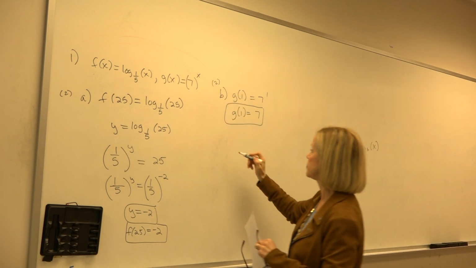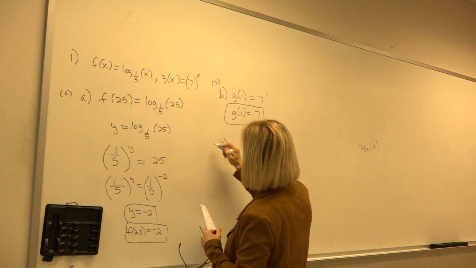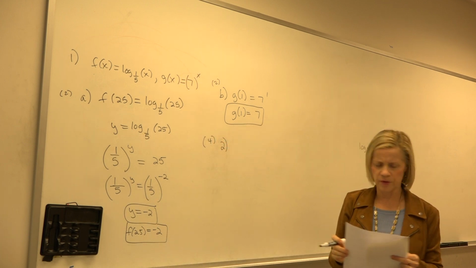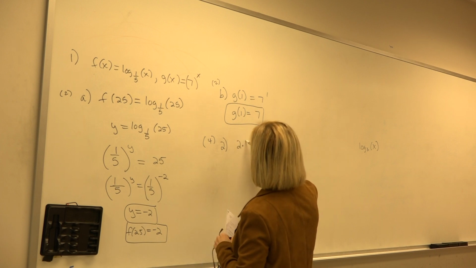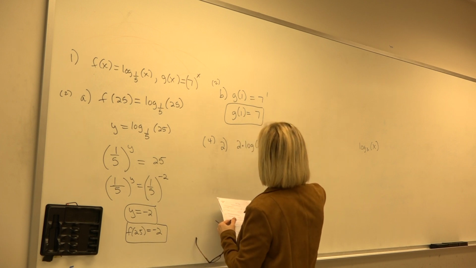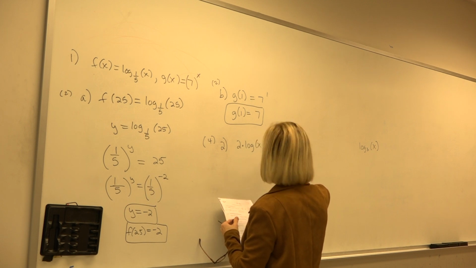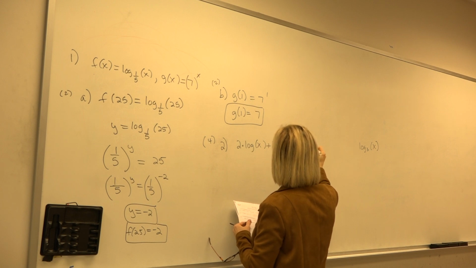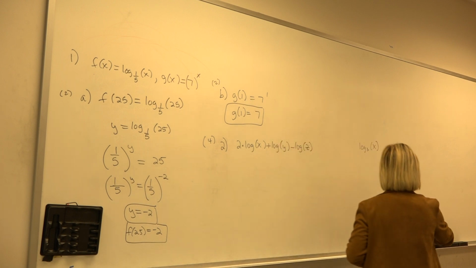Number 2, worth 4 points. Rewrite the expression as a single logarithm. So we have 2 times the log of x plus the log of y minus the log of z. That's a z with a line through there.